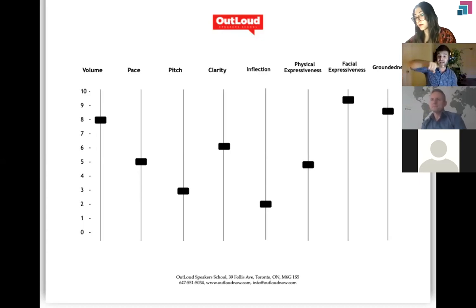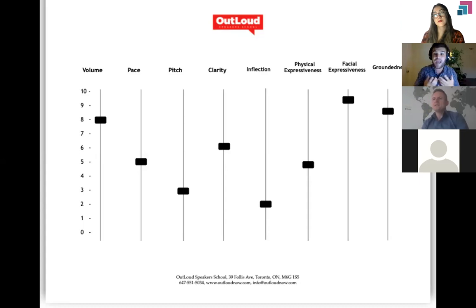And then we have inflection, which is the up and down of your voice. And then we have physical expressiveness, which is using this little camera we have to show all the kind of excitement that you want to give in your talk. You know, you can use your hands, you can use your body language, you can change your positions, right? And then facial expressiveness is the same thing. Are your eyebrows connected? Is your mouth moving? Are you showing in your eyes the way that you feel?